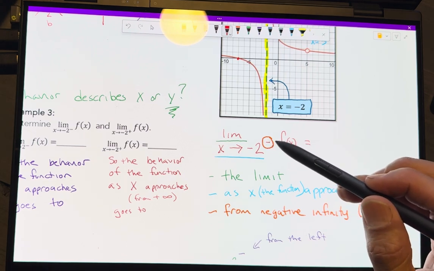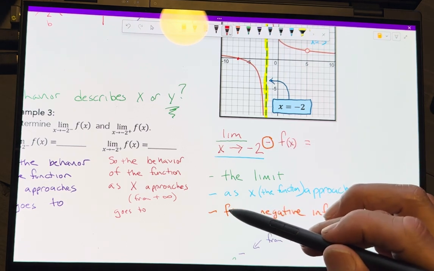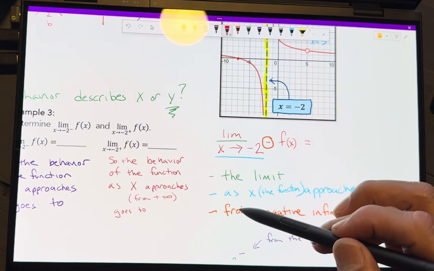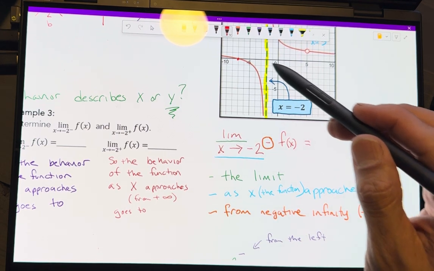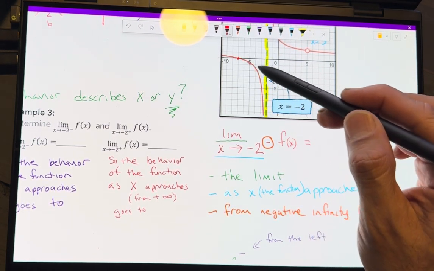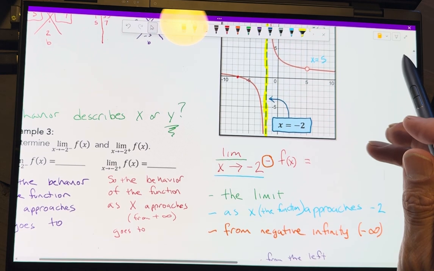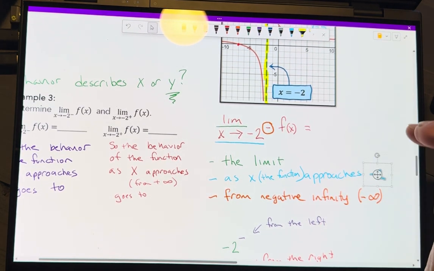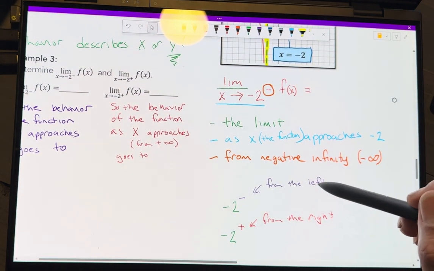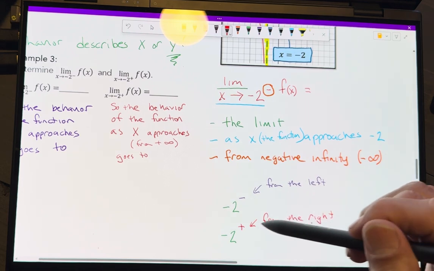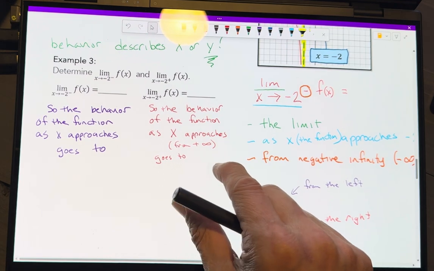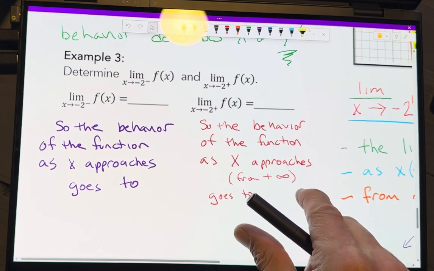And when we see this negative here, it describes where we're coming from. So as x approaches -2 from -infinity, meaning it's coming from the left. So this one's coming to approach -2 from the left, and you'll see it described as that. So I wrote this here so you can remember it. We see from the left here, and from the right if it's positive. And we see both of those being used up here. So let's take a look at these without looking at the graph.